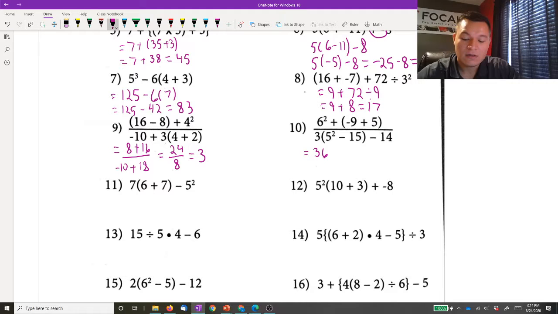Last one, we're going to do the top first. 36. What is negative 9 plus 5? It's not enough to make it positive, so it's still going to be a negative, and it's going to be a 4. 3 times 25 minus 15. Let's make this line bigger.